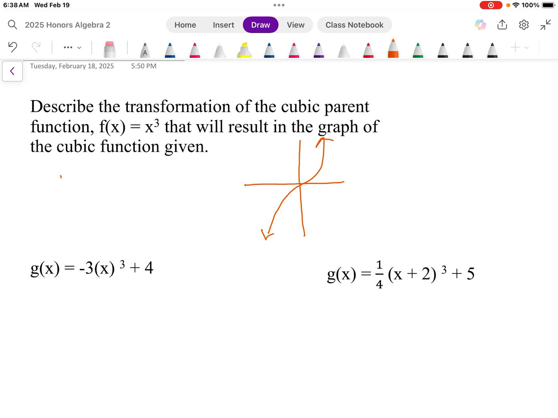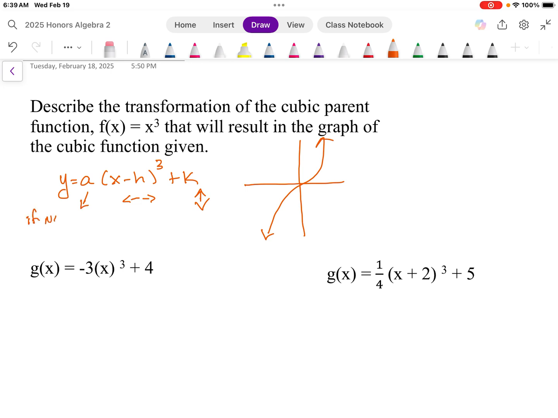So again, every parent function has a vertex form. So this is the vertex form for a cubic function. And as I mentioned in an earlier video about transformations of quadratics, the h always tells me how I shift left or right. The k always tells me how I shift up or down. A has a couple roles.